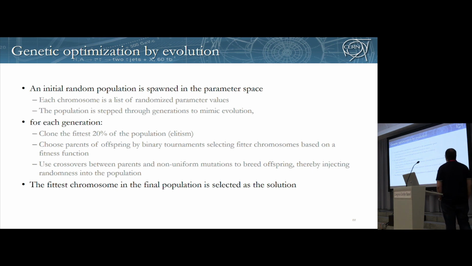Then we are also looking into genetic optimization. You create an initial random population of chromosomes, and then you let them evolve with some rules. At each generation, you clone the fittest 20% of the population, so the best parameters will be cloned. You apply mutations by choosing parents of offspring and creating binary tournaments. You can also introduce sudden mutations. At the end of the evolution, you get the fittest chromosome in the final population, and this will be your final parameters.